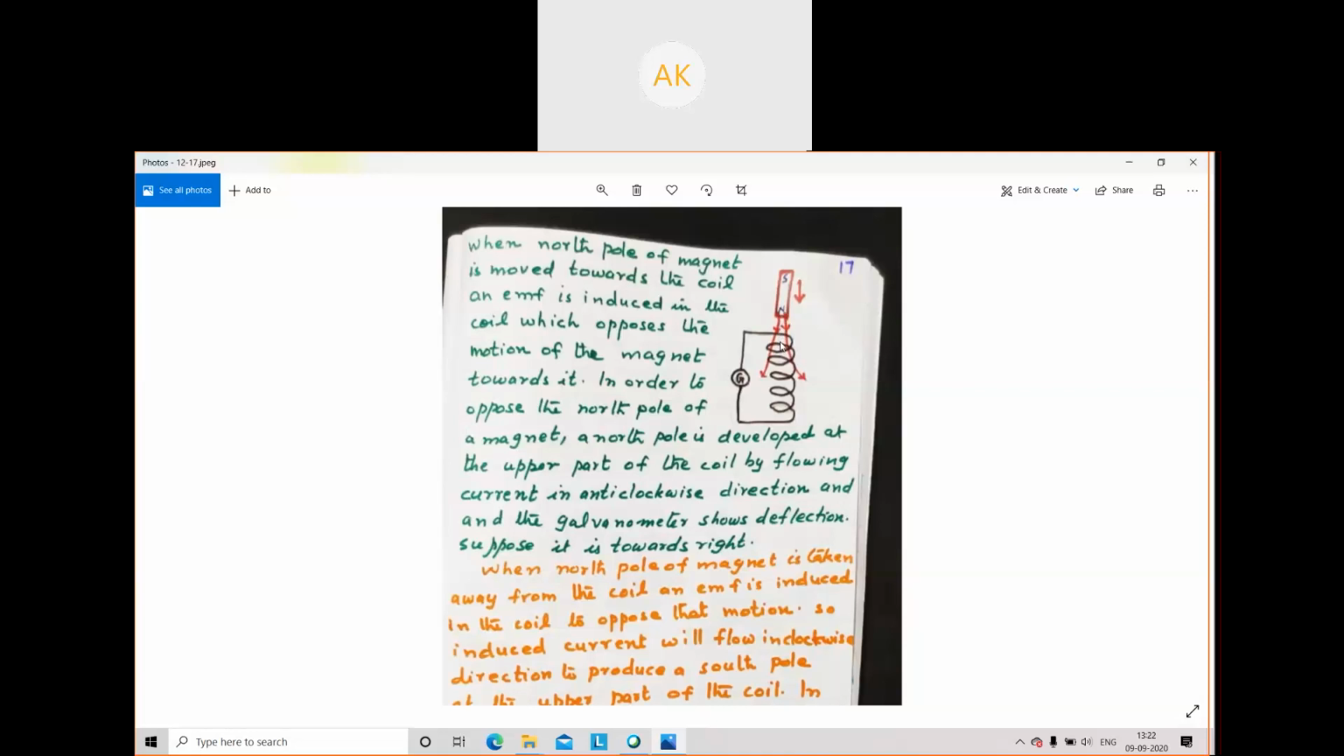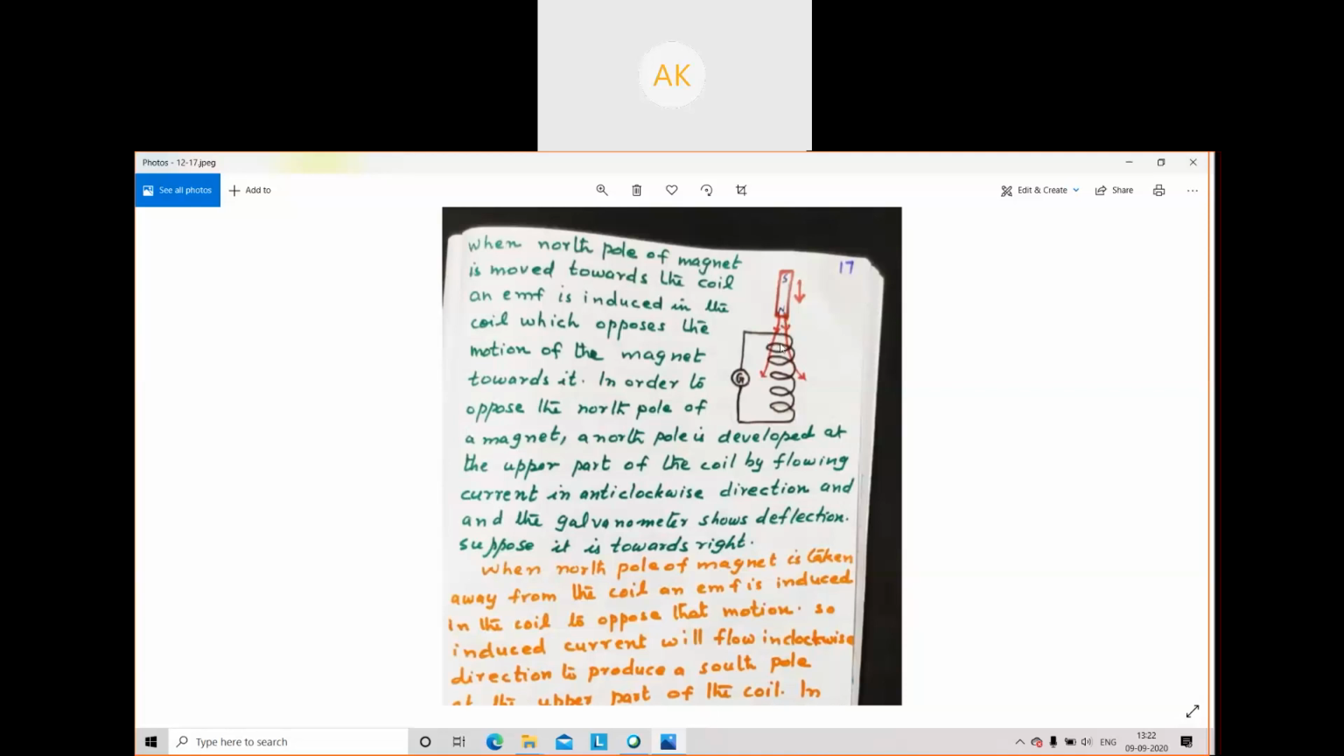That motion is to be opposed. How? By inducing a current in the coil. So, in which direction should the current flow? To oppose a north pole, anti-clockwise direction current should flow. Then only that pole is developed at the top end of the coil. The pole developed at the top end of the coil will be a north pole, which will oppose the motion of the north pole towards the coil.